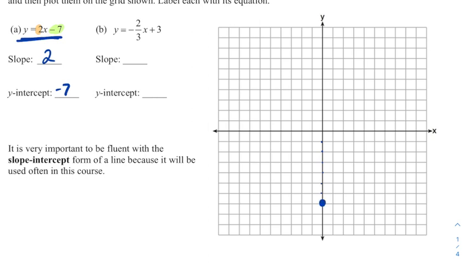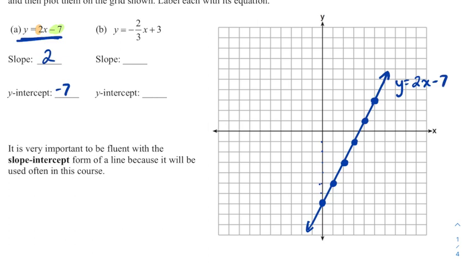Now the slope is 2, so we could go up 2 over 1, up 2 over 1, up 2 over 1, and keep following this pattern. Once we have enough points, we could go ahead and connect. I'll do that a little better. Okay. And I'll put arrows at the end. And let's label it.